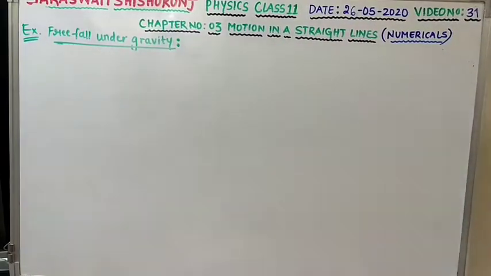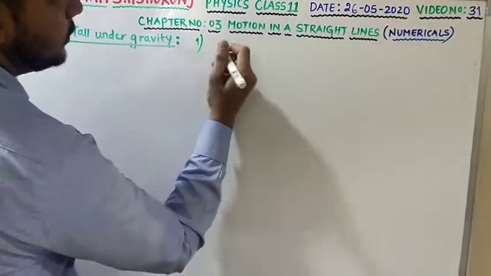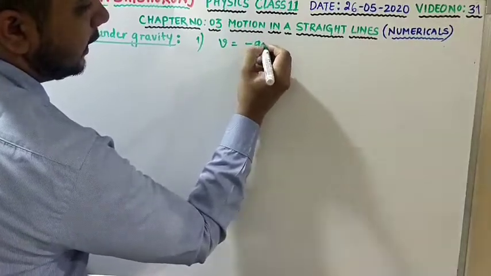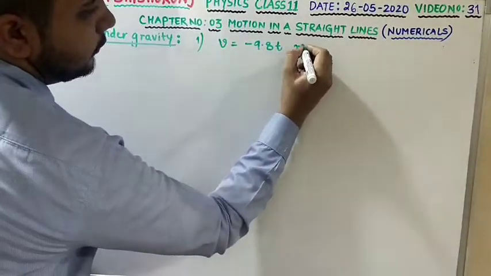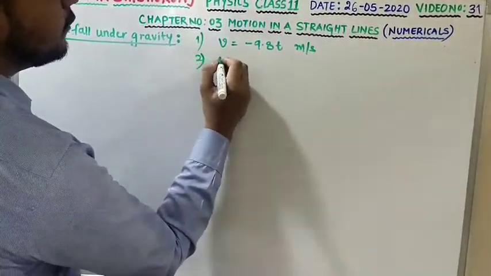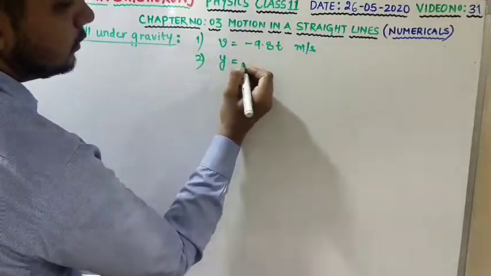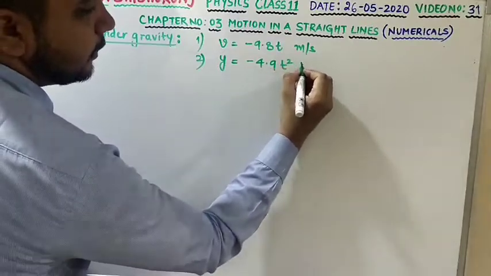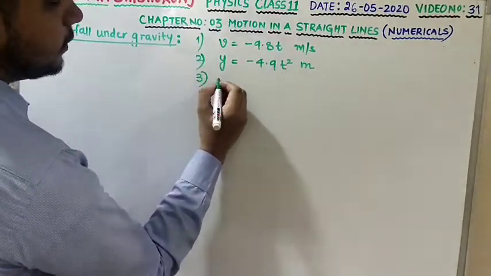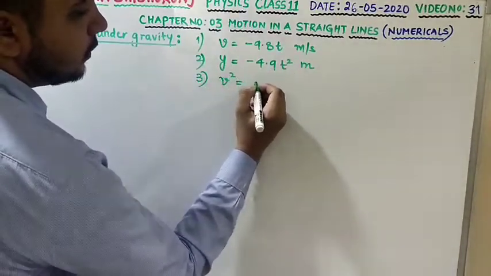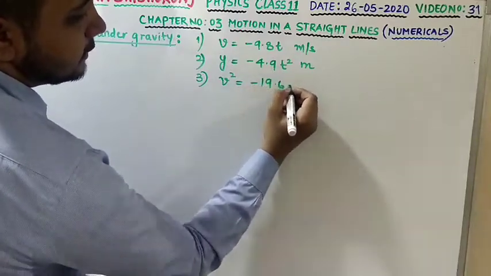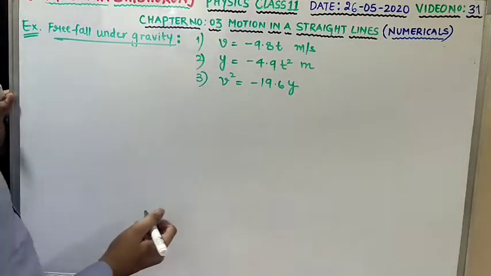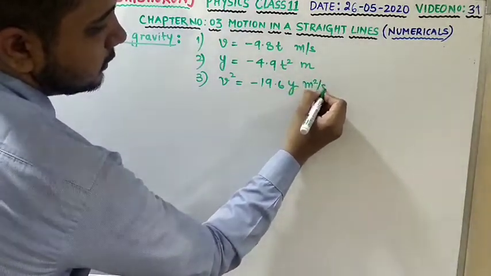I have got three equations. The very first equation with me is nothing but what? v is equal to minus 9.8 t, unit meter per second. Second equation with me was y is equal to minus 4.9 t square, unit was meter. And third equation is v square equal to minus 19.6 y. Yes or no? Unit will be meter square upon second square.